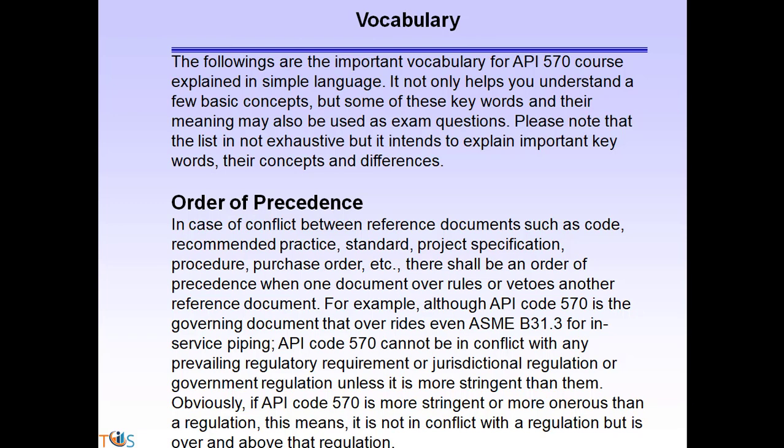Now, order of precedence. Normally in every project there are several codes and standards, but in case of conflict, they always give you an order of precedence. For example, although API 570 is the governing document that overrides even ASME B31.3 for in-service piping, API code 570 cannot be in conflict with any regulatory requirement or jurisdictional or government regulation unless it's more stringent than them. Obviously, if the API code is more stringent or more onerous than a regulation, this means it's not in conflict, but it's over and above that regulation.